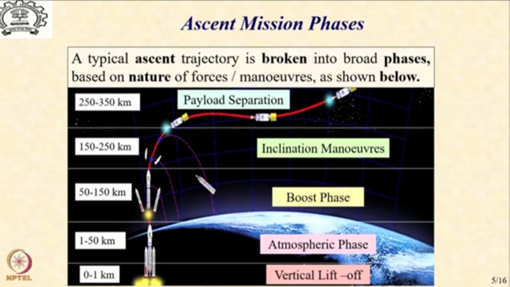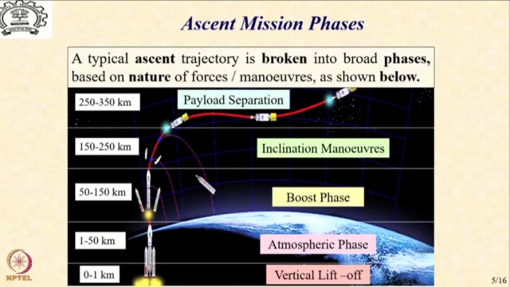then from up to 50 kilometers you have the atmospheric phase, because typically for all space missions we assume that beyond 40 odd kilometers the atmosphere possibly will not exist. And then of course we have the major boost phase where a large amount of mechanical energy is imparted by burning large amount of propellants.